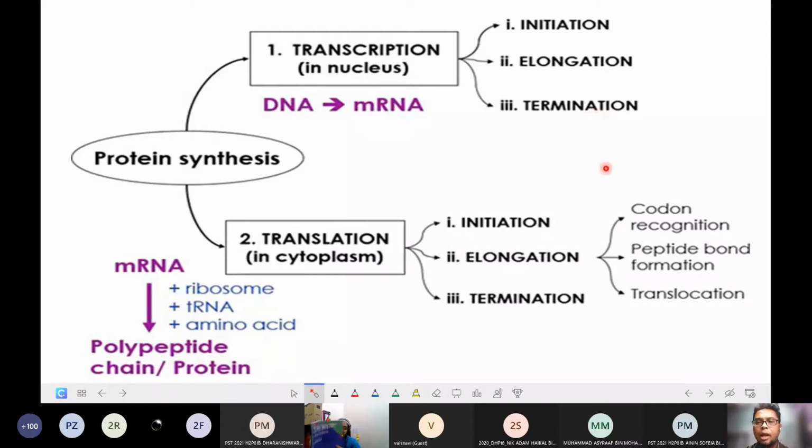Another difference is that the elongation stage in translation involves three steps that occur repeatedly. The steps are codon recognition, peptide bond formation, and translocation. We will look at the stages after this.